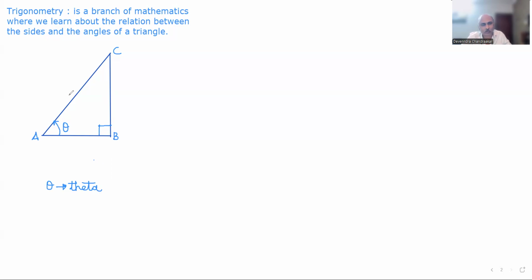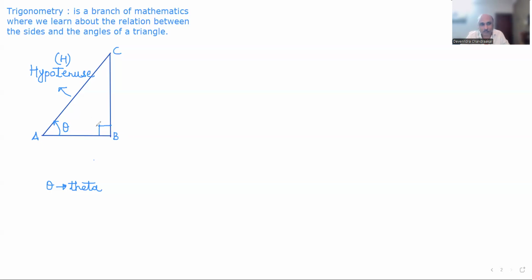Right? So for any angle we choose, the longest side will always retain its name. The longest side of this right angled triangle is called the hypotenuse, denoted by H. So I repeat, what do we call the longest side of the triangle? Hypotenuse. Very good.